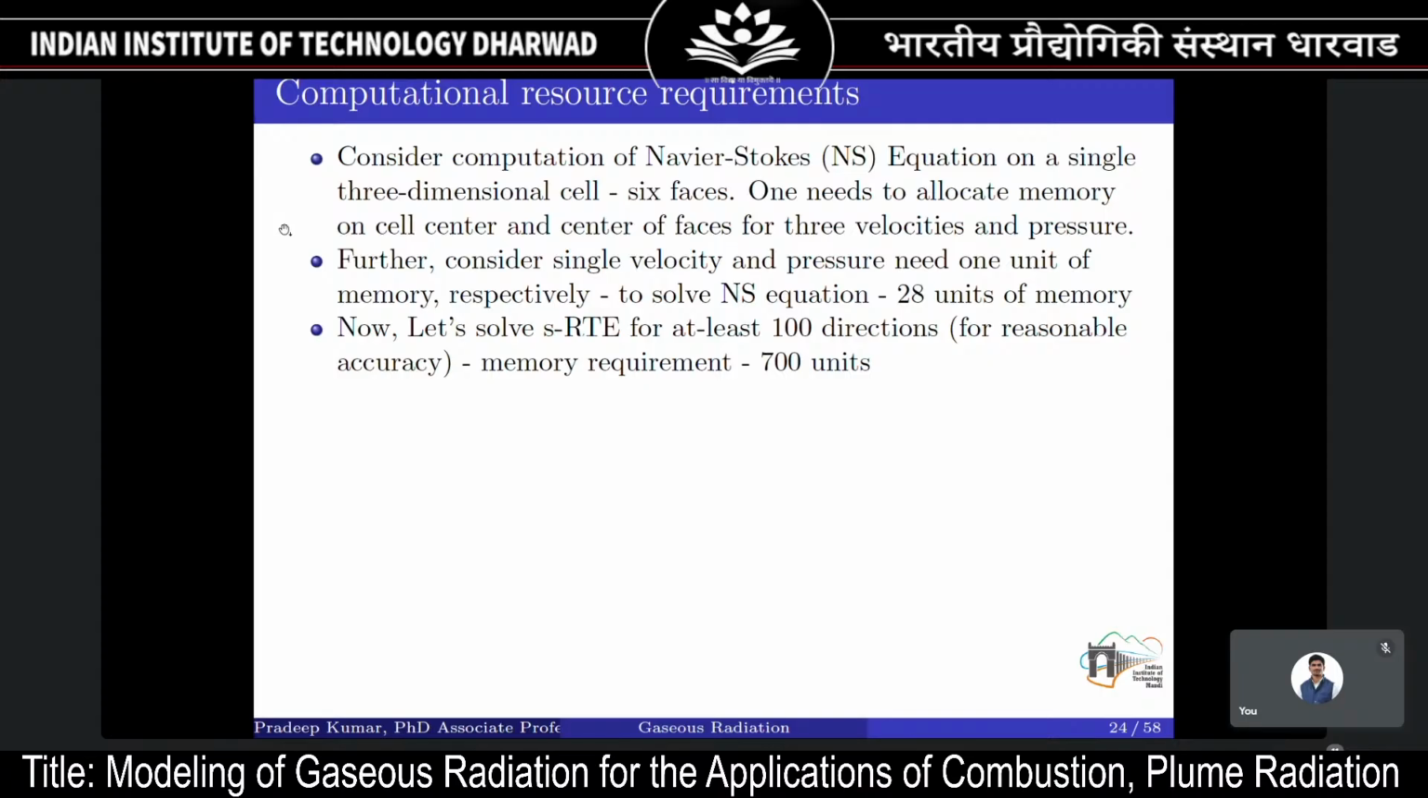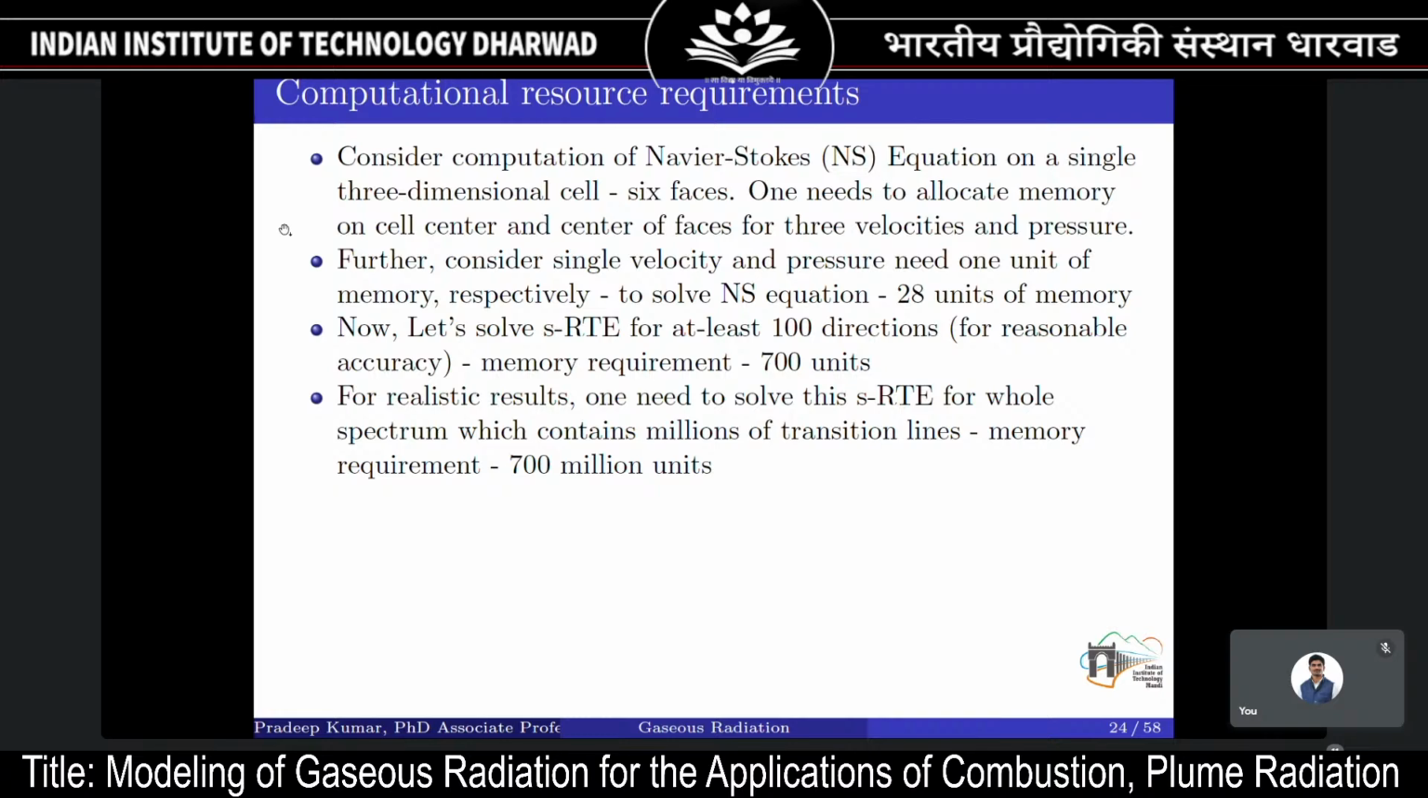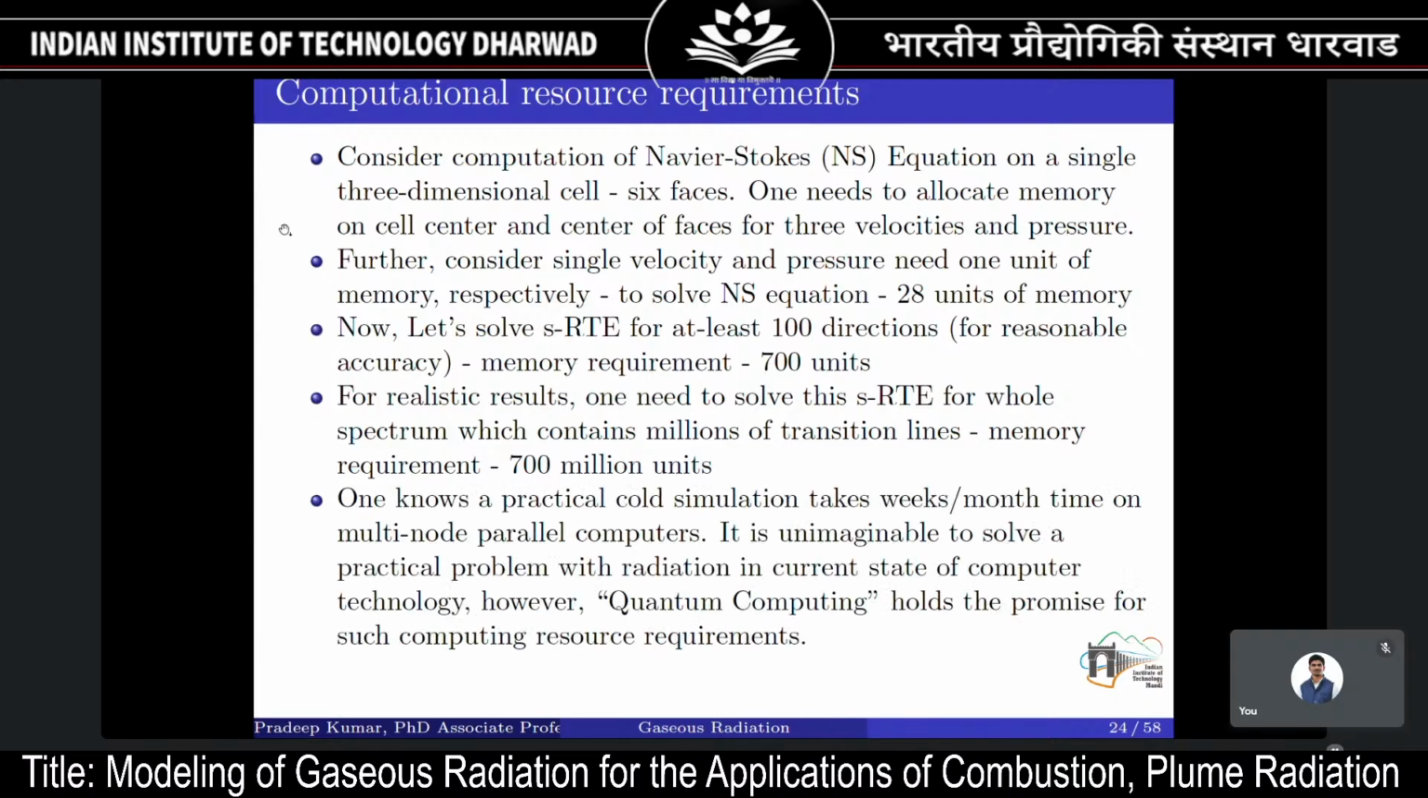Okay, let's say you want to solve the full spectrum. There are millions of lines, and you need to solve RT on those millions of lines. So to solve the RT on a single cell, you need at least 700 million units of memory. This is an unreasonable number. Current computer technology cannot handle this. Also, for a code simulation, it takes months in parallel mode. It is unimaginable to solve a critical problem with radiation in the current state of computer technology.